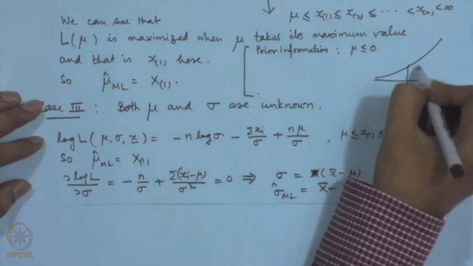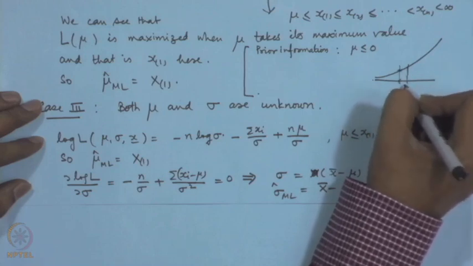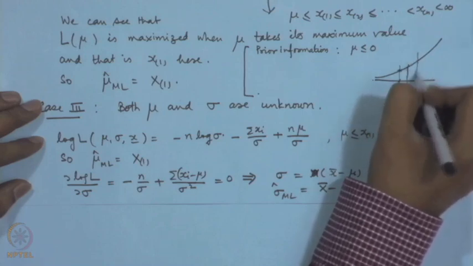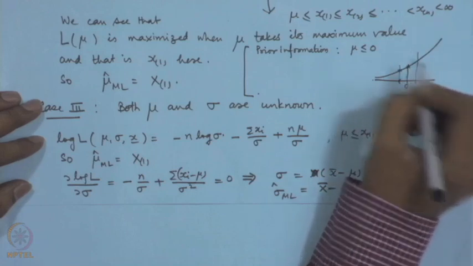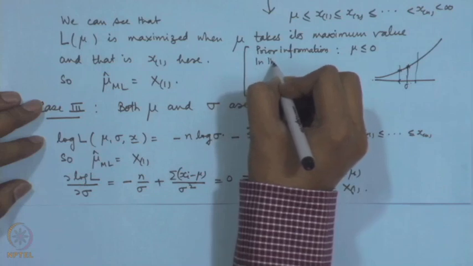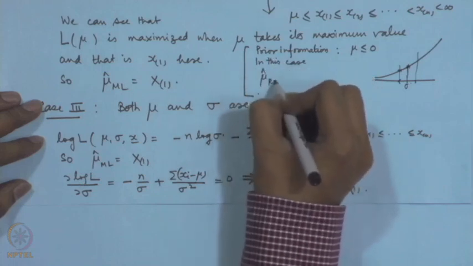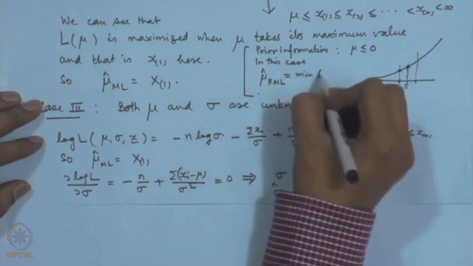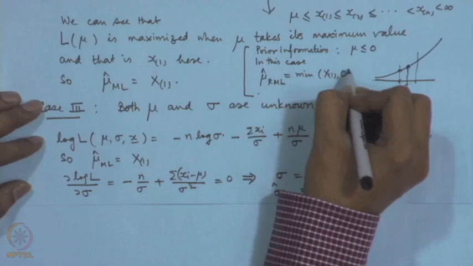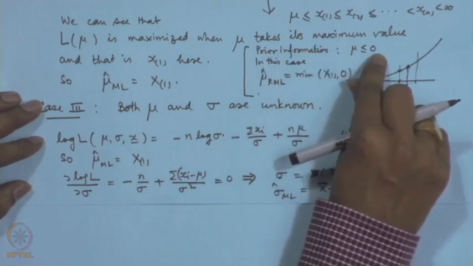Now, if you see, if x_1 is here, then the maximum is occurring at this point, whereas if x_1 is here with respect to 0, then the maximum is occurring here. So, in this case mu hat ML, which I will call restricted ML, will become minimum of x_1 and 0. So, the role of prior information is important here.